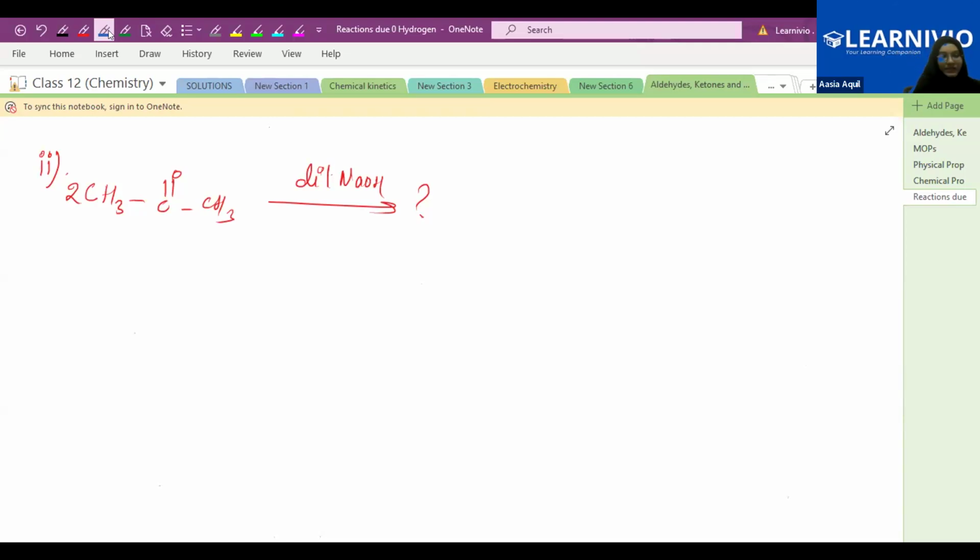So let's revise the mechanism of aldol condensation. This is your 2 moles of CH3COCH3, acetone. We will do the aldol condensation of acetone. First, write 1 mole like this: CH2, with hydrogen over here, COCH3. Aldol condensation is a base catalyzed reaction.